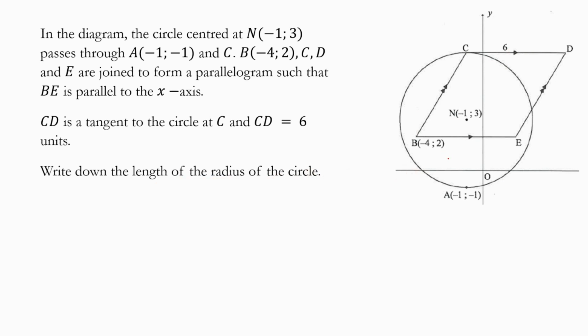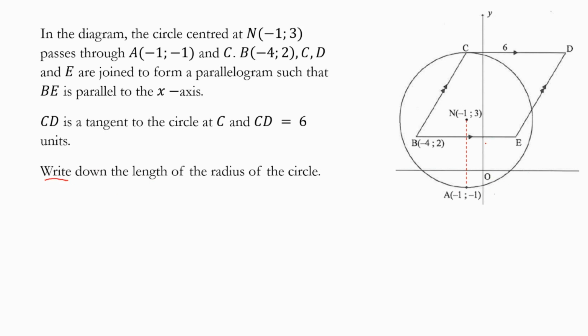We are asked to write down the radius of the circle. So the radius is the distance from the center to the circumference. So we have point N and A. We can use these 2 points because they have the coordinates. So we have this distance AN, which is the radius. So it says write down, so it means we don't need to calculate somehow.